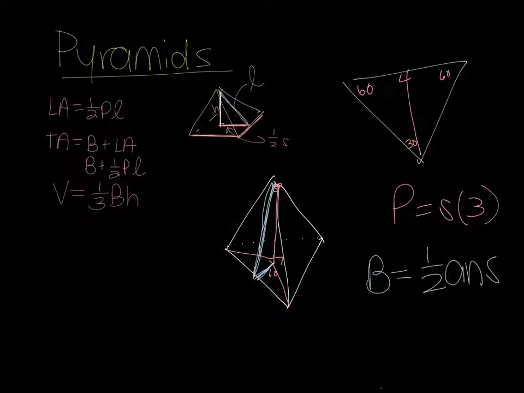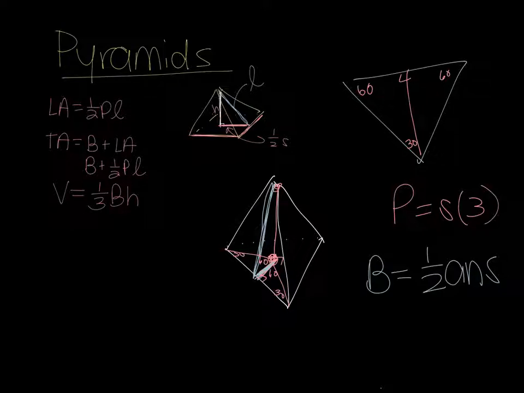Top angle is 60, 30, 90. So you'll probably get given the side length, cut it in half, and use that to find the apothem. Which one's the apothem? The apothem goes from the height to the bottom of the slant height. So it's this little segment here.